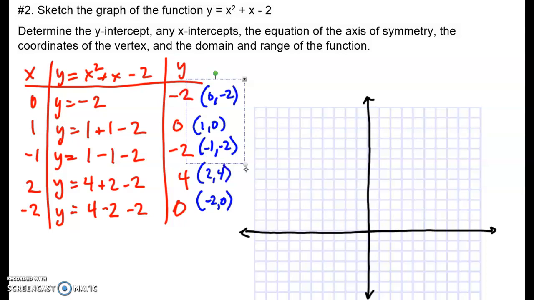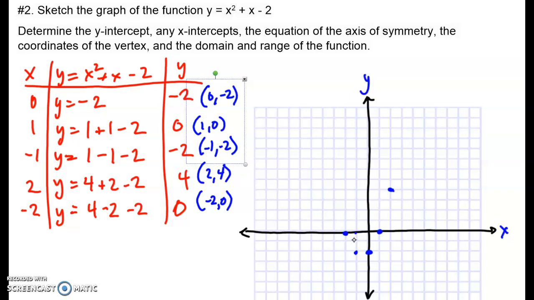You don't need to write these. I'm just helping you to see the coordinates. So 0 on the x-axis and -2. That looks like our y-intercept right there. We've got a 1 and a 0 here. We've got a -1 and a -2. You've got a 2 and a 4 on the y-axis, and a -2 and 0.